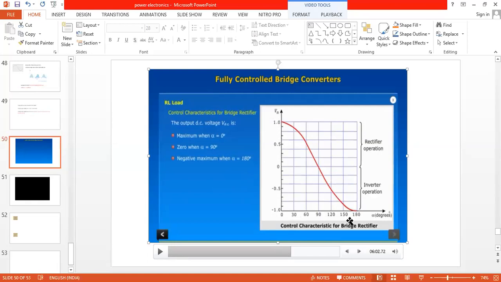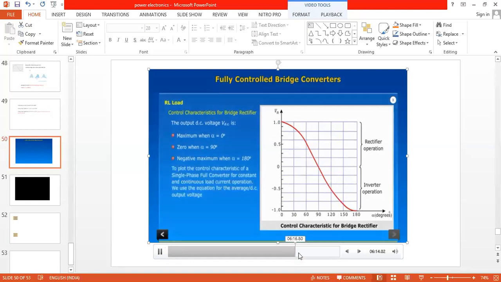When firing angle is maximum, output voltage is nearly approaching the negative values here. So this particular graph is explaining that firing angle is inversely proportional to the output voltage. We cannot say directly inversely proportional at different stages. When firing angle is 0, we get maximum output voltage.